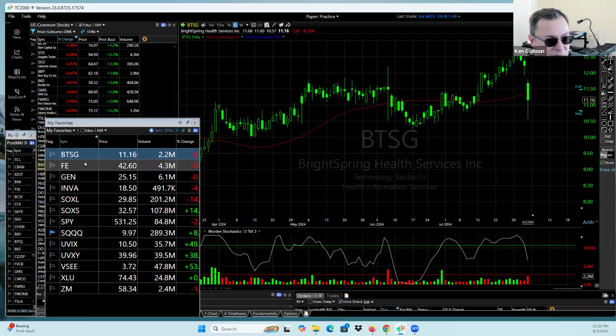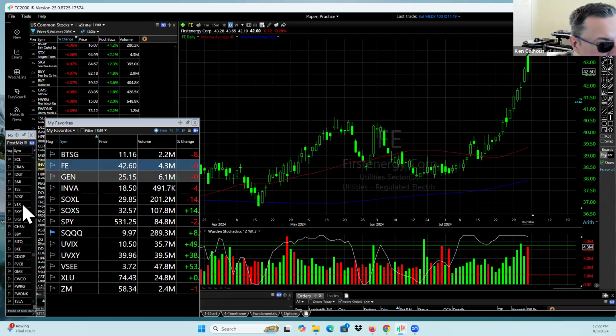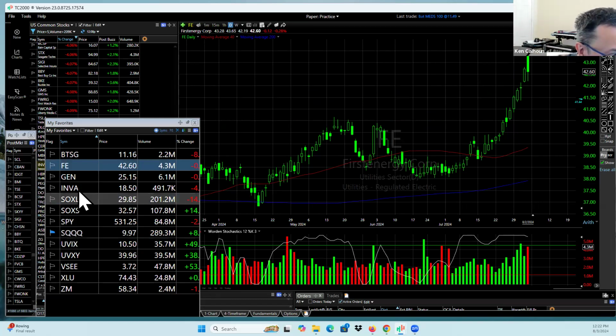I would not take a hit right now because it's in an uncertainty zone. It's in the middle of a range. So that's a great chart. But that's not the one, the other one is GEN.